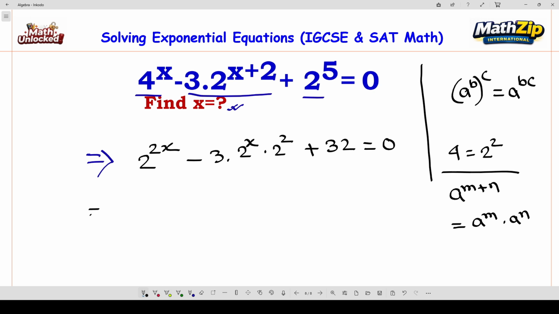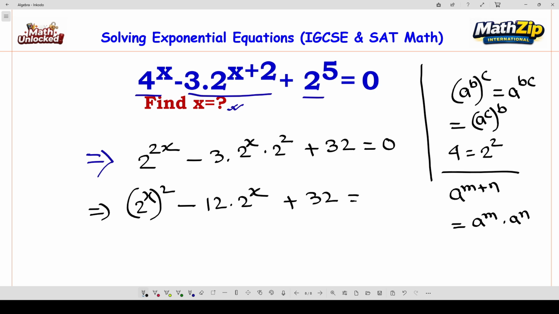Now from here this one we can write (2 to the power x) square. How? If (a to the power b) to the power c, we can also write (a to the power c) to the power b. Minus 2 square means 4, 4 times 3 is 12, here times 2 to the power x, plus 32 equals 0.